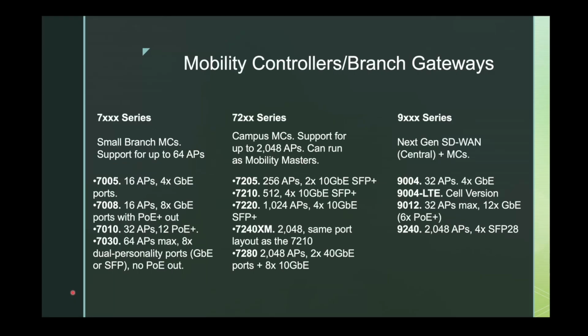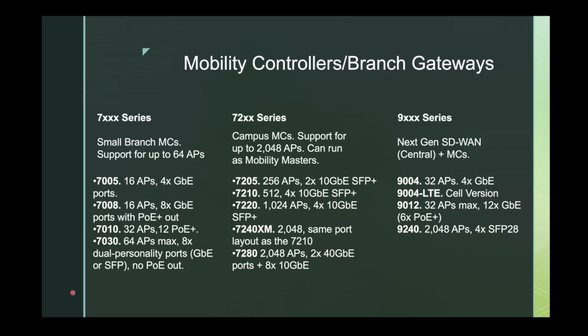Now let's talk about mobility controllers or branch gateways. There are 3 primary series when it comes to Aruba. The 7X series are your small branch mobility controllers. A mobility controller is essentially a wireless controller.